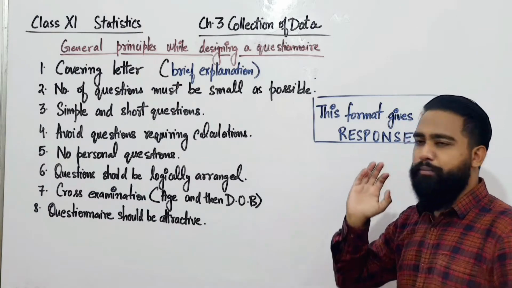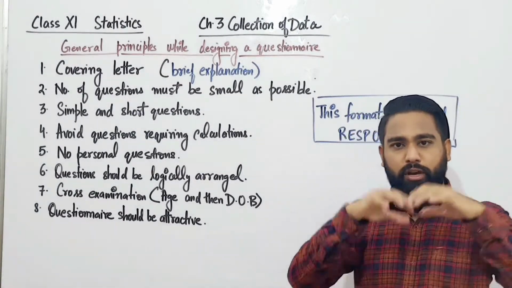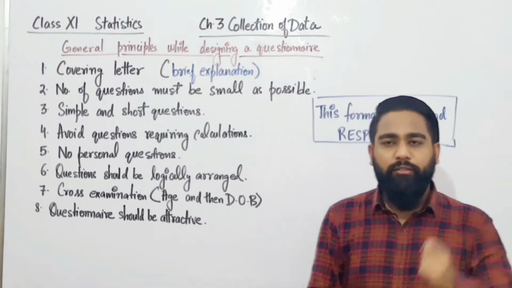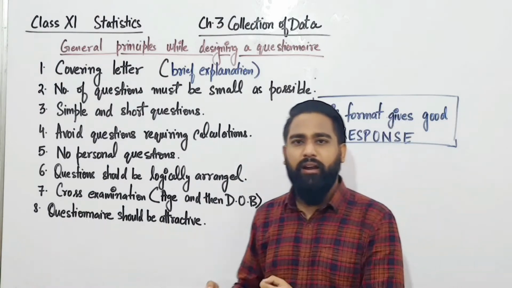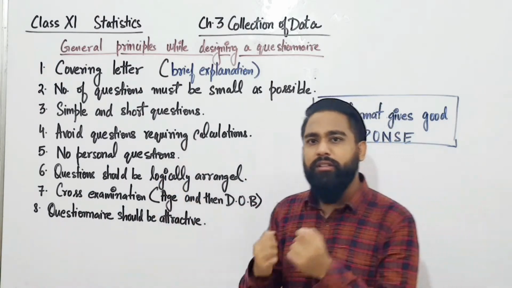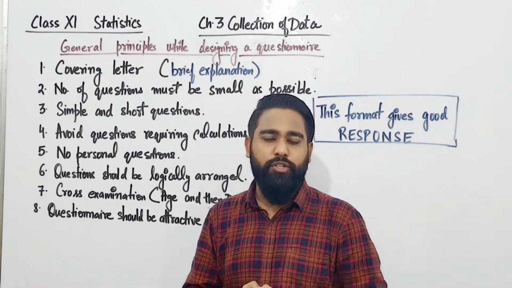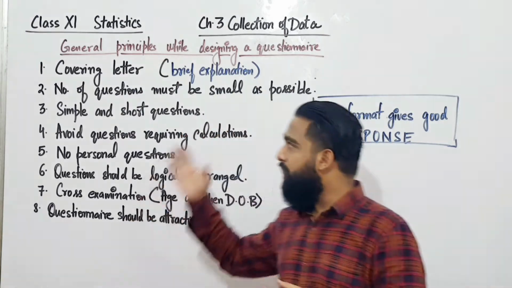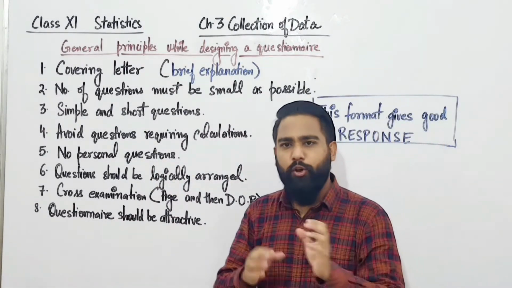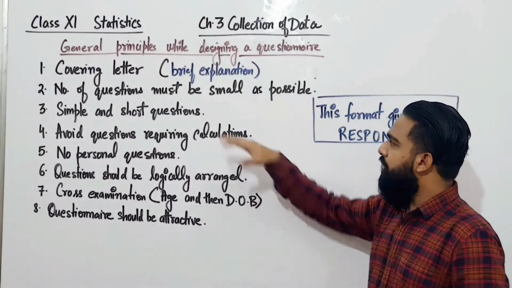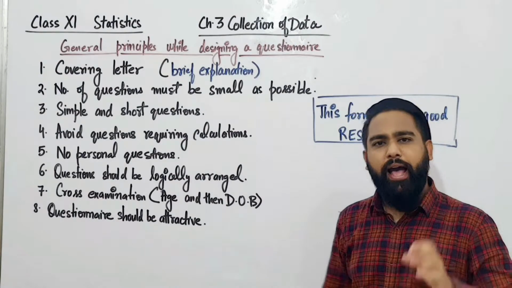The first general principle which you need to know is the covering letter. The letter which you are going to make will give a brief explanation of why you are making that questionnaire, what the reason is, and how the investigator wants the respondent to react to the questions. So the covering letter, which is about the questionnaire, has all the details of that questionnaire. Now, the second one: the number of questions must be as small as possible.